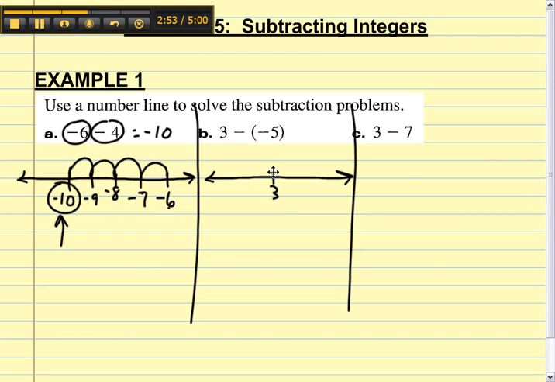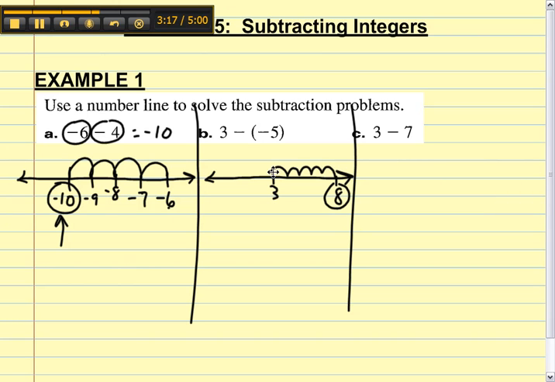Which direction do I move when I'm minusing negatives? Zachary? To the left. No. Wait, no, to the right. To the right, because I'm taking away negatives. That means I'm going away from the negatives. How many spaces away from the negatives? 5. 1, 2, 3, 4, 5. And what's that take us to? Raise your hand. Daniel? 8. It takes us to 8. Okay, so our answer is 8.